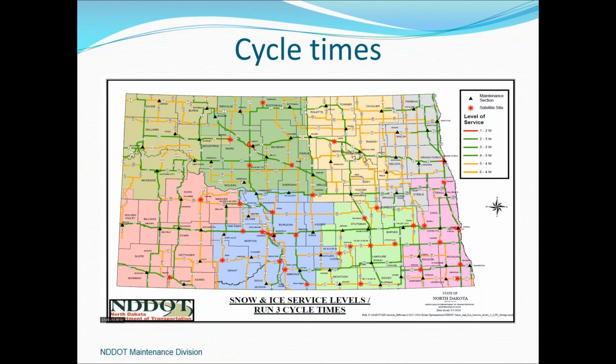This is what our cycle times look like when you plot it out on a map. You can see that the interstate districts, nothing really changes. Our western part of our state is impacted by oil. Our eastern part of the state is more densely populated and, based on topography, we have a denser network of roadway in our eastern part of our state.